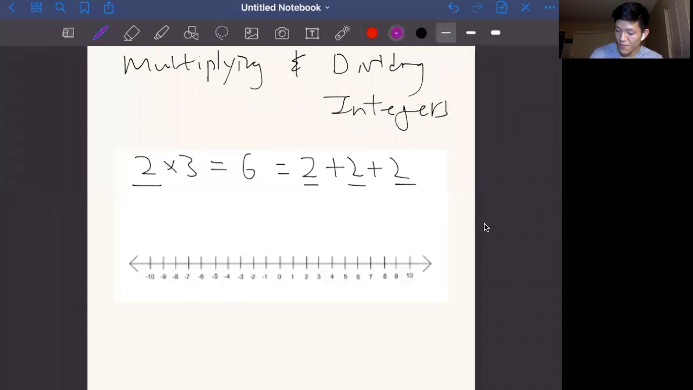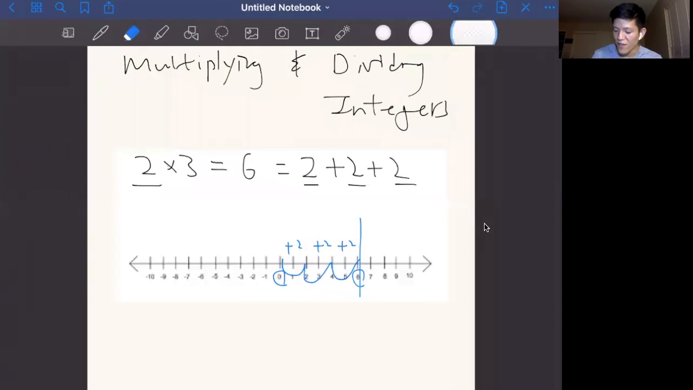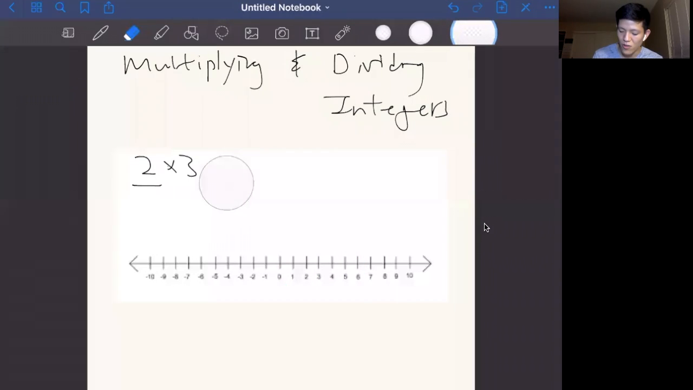On the number line, from 0, you add 2, then add 2, then add 2, and you ultimately end up at 6, right? You went plus 2, plus 2, plus 2, right? In the same way, when you have a negative number, it just works that way.